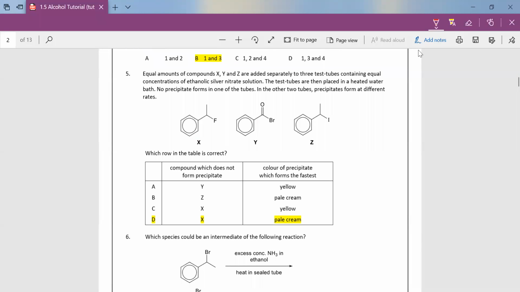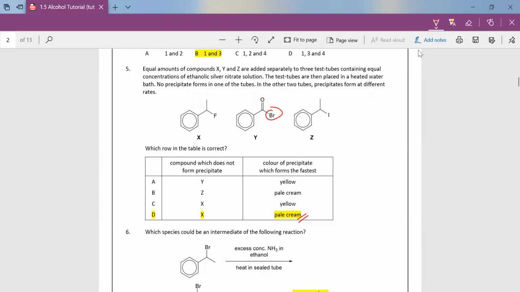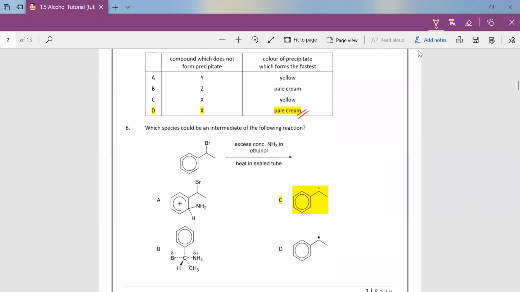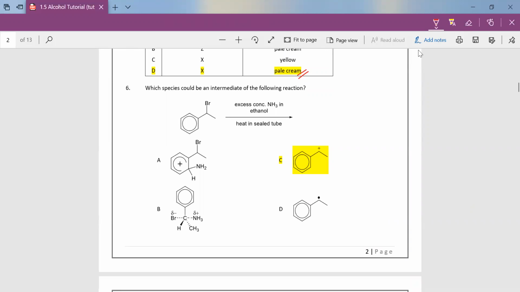Question 5: which compound does not form precipitate? Compound X will not form the precipitate because the C-F bond is very, very strong. It cannot be substituted out. Which one forms the fastest? Of course this acyl bromide. It will form the fastest. The color is pale cream, AgBr.